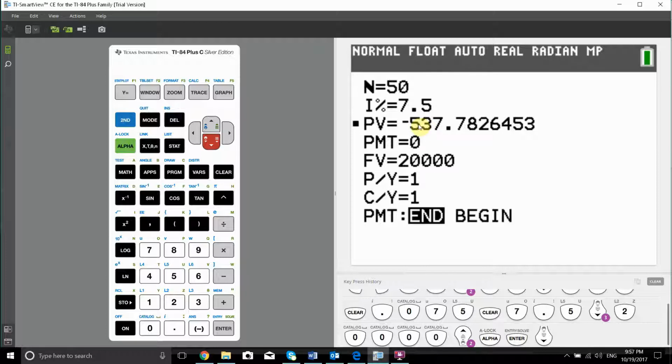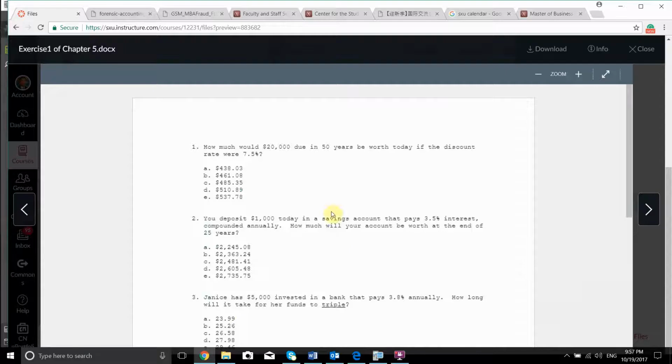It's like you are depositing $500 today, okay? So that's a cash flow out of your pocket, okay? You put it in a bank or in any financial institutions, so that's a cash outflow from you. And then 50 years later, you're gonna receive $20,000, and this $20,000 is going to be a cash inflow, okay? So money out, money in. That's how we do this question. So the answer for this one should be E, okay? And you can do the other ones based on this skill.